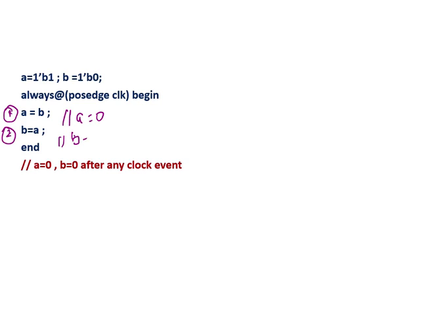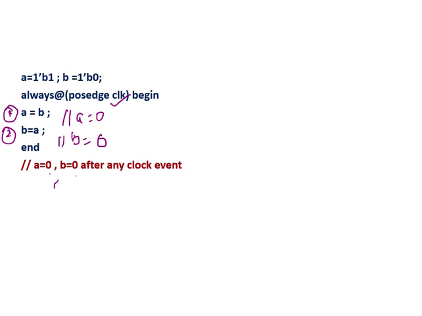b won't get 1, because after this execution a value will be 0, so b will get 0. So a equal to 0 and b equal to 0 after any kind of clock event happens. If there is a positive edge of clock, if there is a change in clock, then a will be 0 and b will be 0.